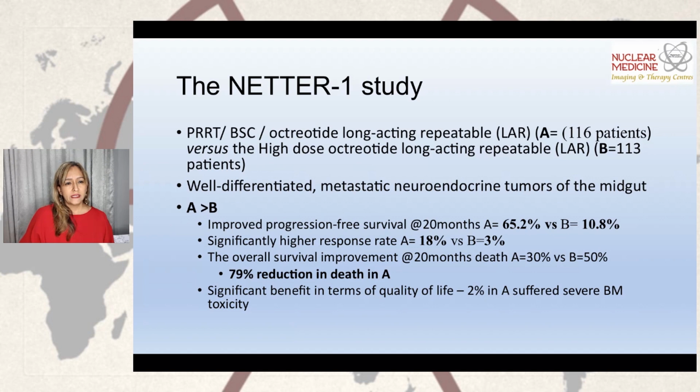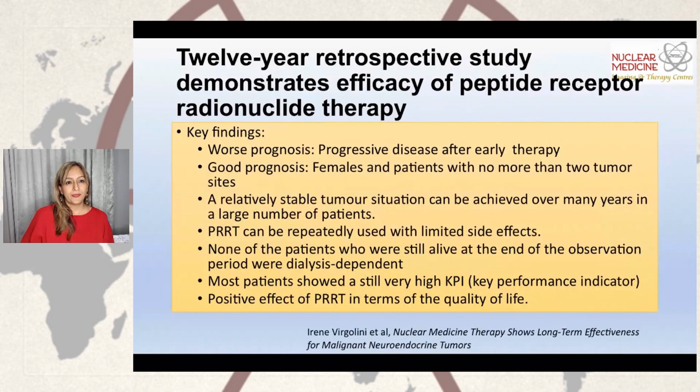In terms of long-term studies, a 12-year retrospective study demonstrated the efficacy of peptide receptor radionuclide treatment. The key findings were that prognosis was poor with progression after early treatment, and good in females and patients with no more than 2 tumor sites. They showed that a relatively stable tumor situation can be achieved over many years in a large number of patients, and there was a positive effect of PRRT on the quality of life for these patients.